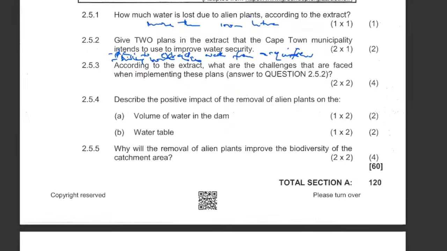Describe the positive impact of the removal of the alien plants on the volume of water in the dam. So the volume will increase in the dam.